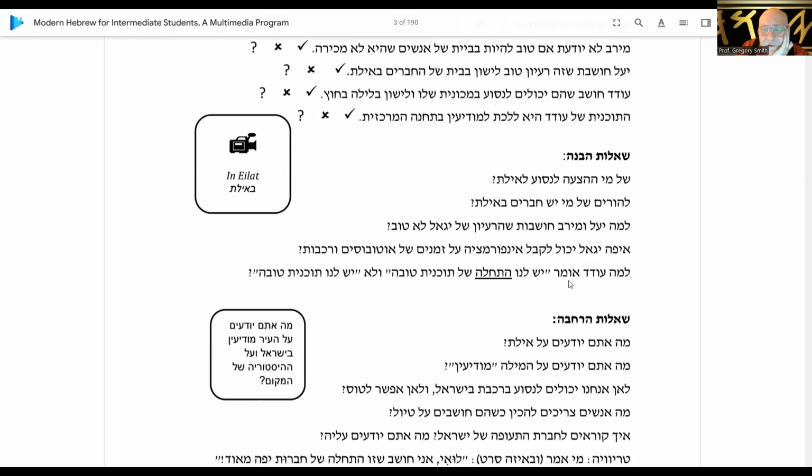Let's see here. Lama Odette Omer. So why does Odette say Yesh lanu hatakala shel tokanit? So this is the beginning belonging to a plan, a good plan. Below Yesh lanu tokanit tova, because the plan isn't complete. Key. So it's going to be key tokanit lo. I bet you it's hat tokanit, because the hat tokanit, the program or the plan, tokanit, lo. Got to find a word for complete.